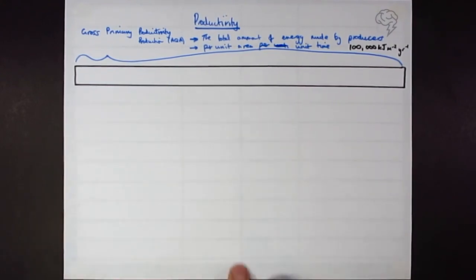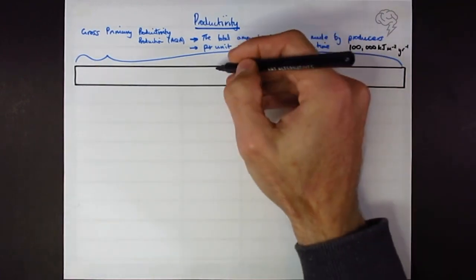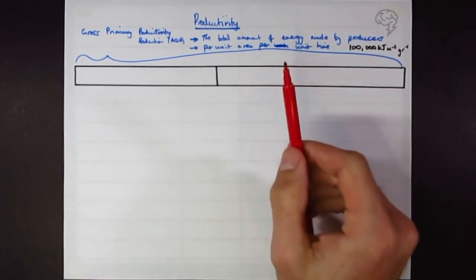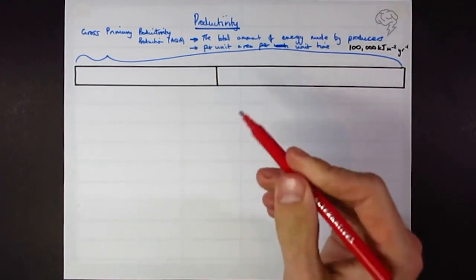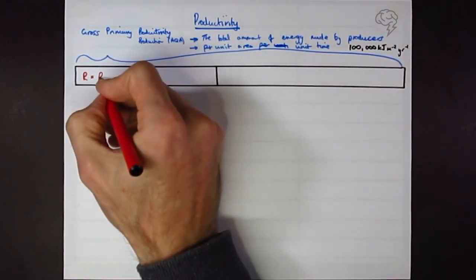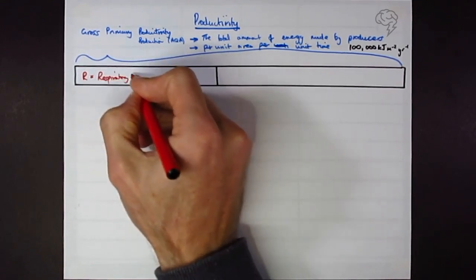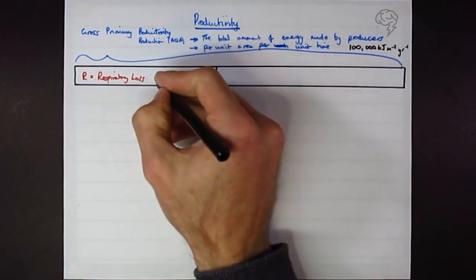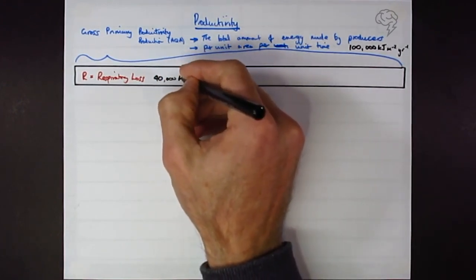And now this is made up of different components. So let's divide this. Given my numbers, my divide needs to probably go about there. So some of this energy is used by the plant, funnily enough. It's going to have some metabolism. It's going to do some metabolic processes. So this we're going to call R, which is respiratory loss. And I'm going to put some hypothetical numbers in here. Let's say this is going to be 40,000, and the units need to be the same, kJ per meter squared per year.